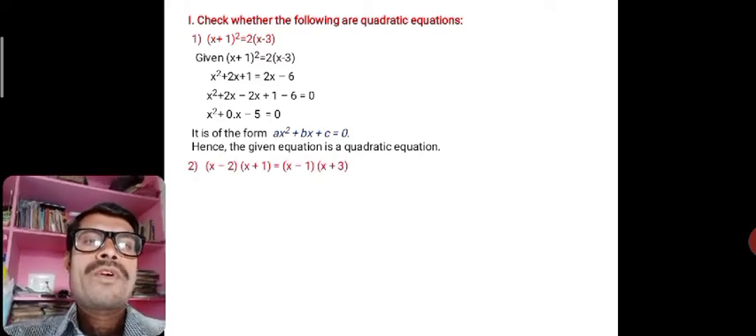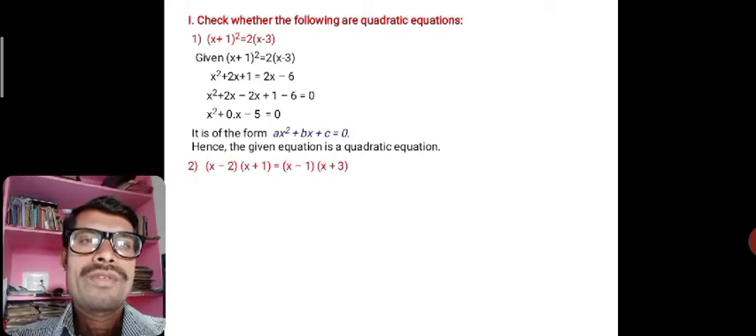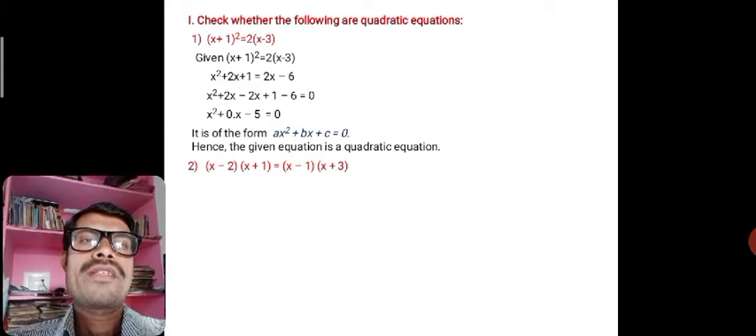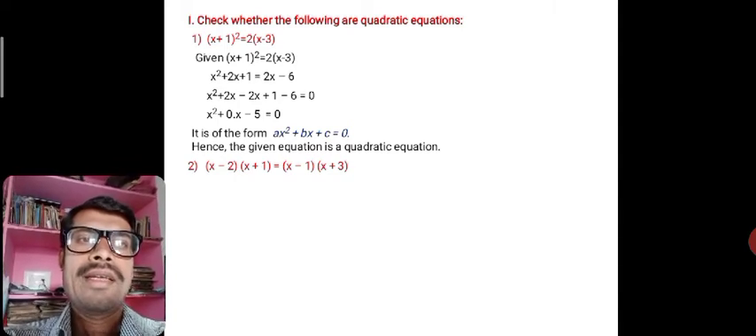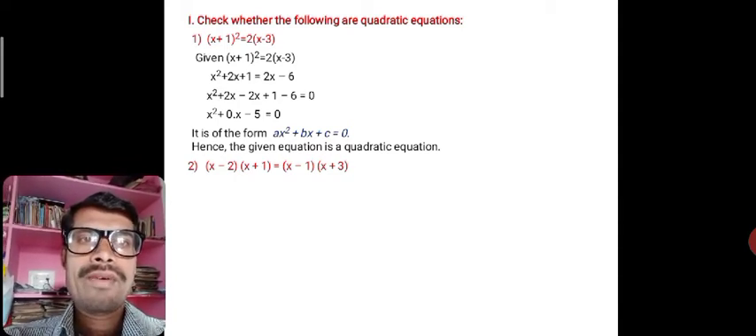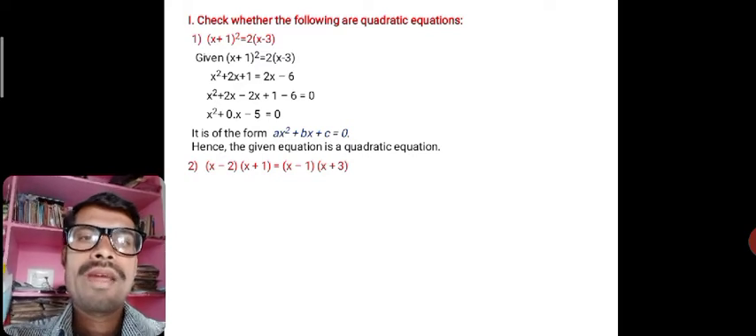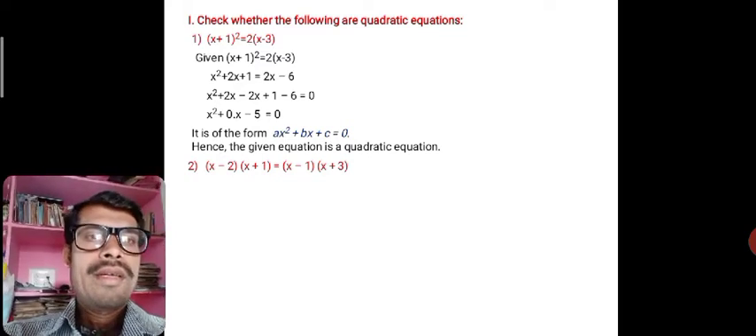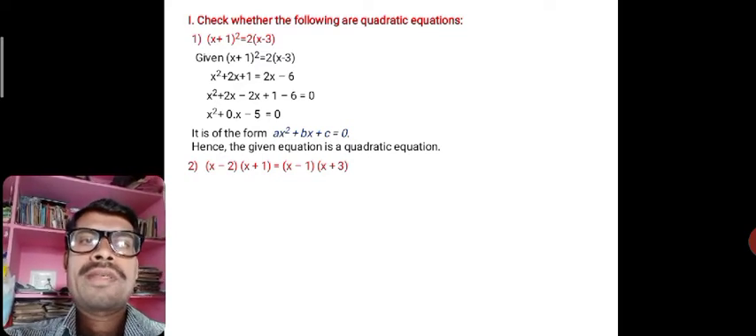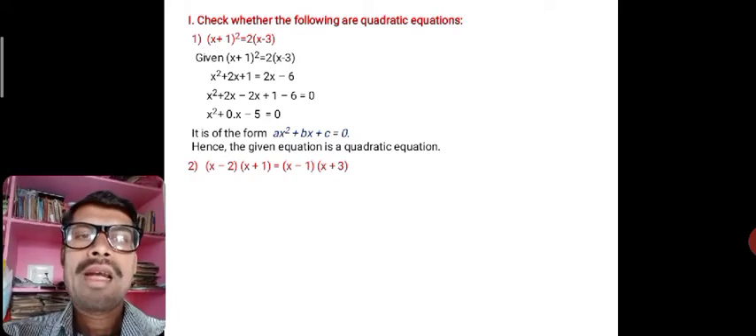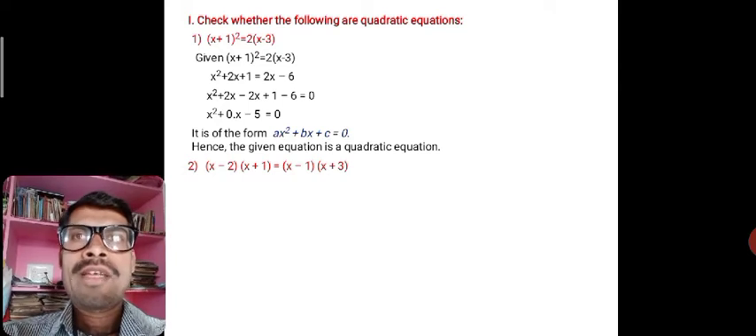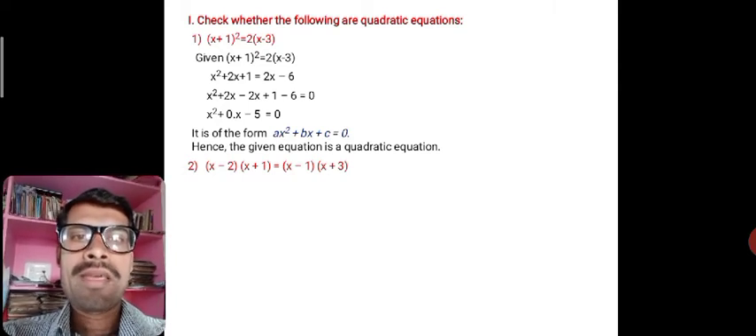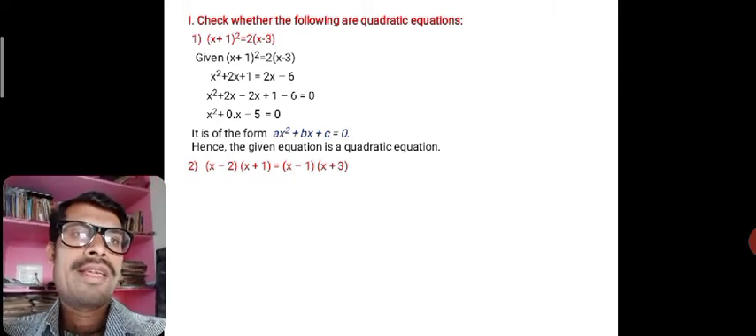Let us consider one more problem. You see, x minus 2 into x plus 1 is equal to x minus 1 into x plus 3. By looking at this, we cannot even judge whether it is quadratic or not. We have to simplify this using the x plus a into x plus b identity. As we know, x plus a into x plus b is equal to x square plus a plus b into x plus ab. Using that identity, we can solve.